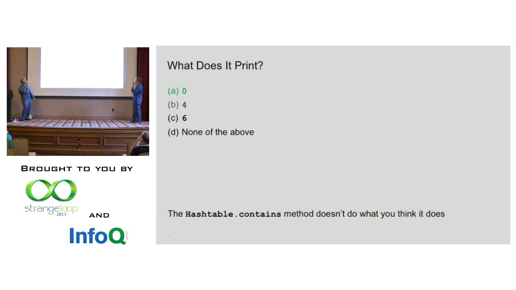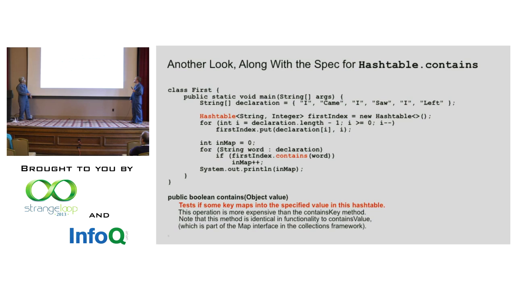Yeah, 0. The intuition, and the 2 or 3 of you brave souls, pat yourself on the back. The intuition here is that the hash table contains method just doesn't do what you want it to. Let's see what it actually does. Here we're declaring this as a hash table and calling its contains method. And if you look it up under hashtable, it says it tests if some key maps into the specified value.